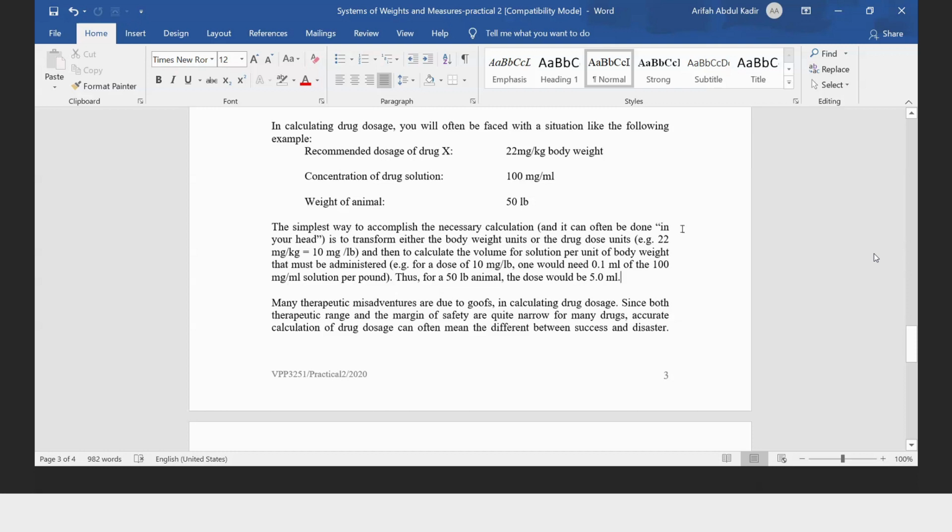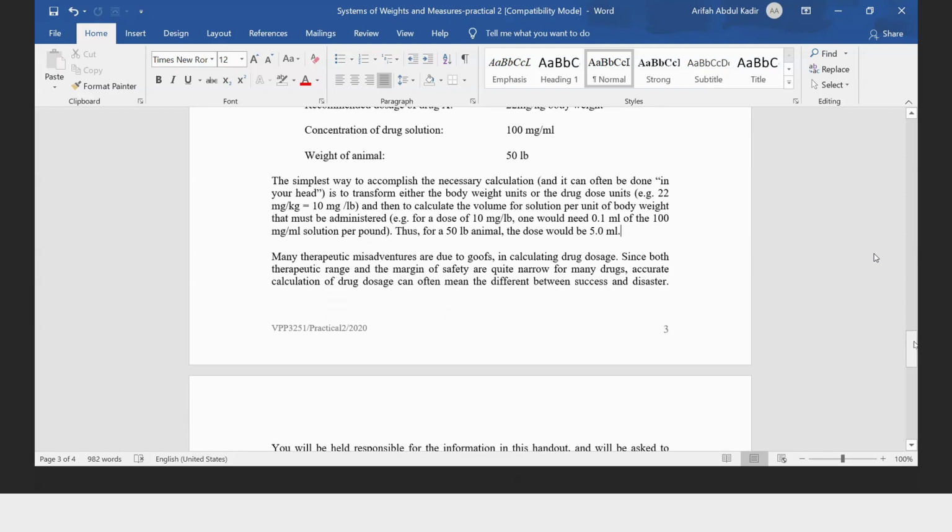So therefore 50 pounds will be 5.0 ml. So this is another way. As long as you understand how to calculate, I'm fine. How you come to the answer, I'm not worried. What I want to know is the final answer. Whether you convert here or here, it doesn't matter to me. Okay? So far so good? Yes, doctor.